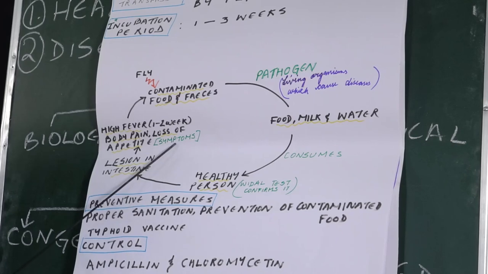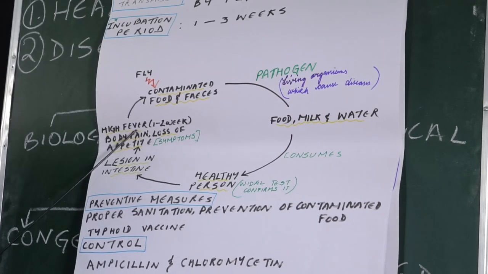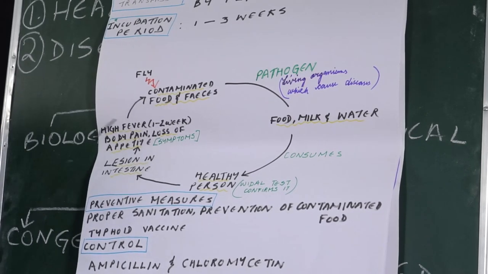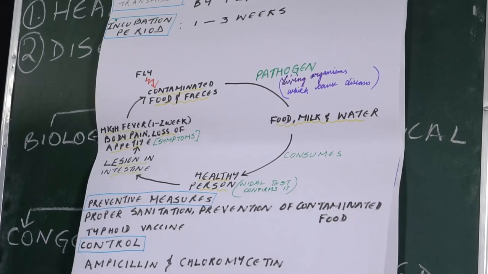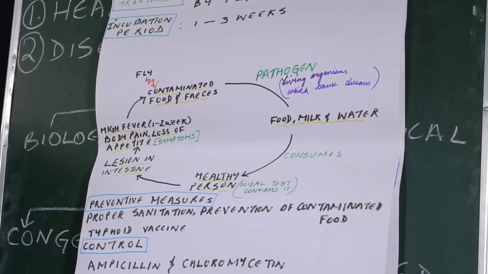So what are basically the symptoms? Basically, the symptoms are high fever within 1 to 2 weeks. That's the reason why within 1 to 2 weeks, you do a test, the typhoid test. That typhoid test is called the Widal test. Remember that. This test confirms whether you have typhoid or not.